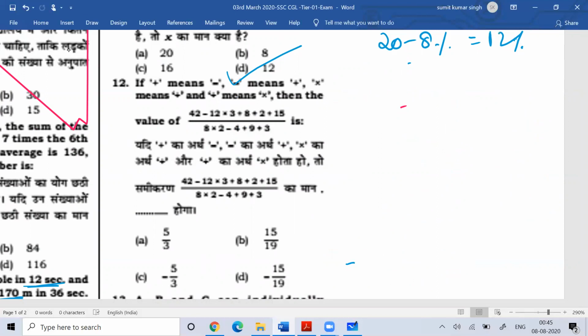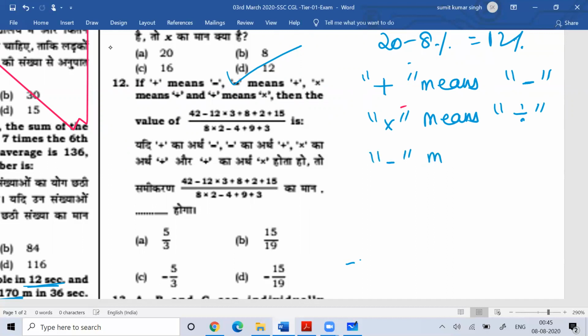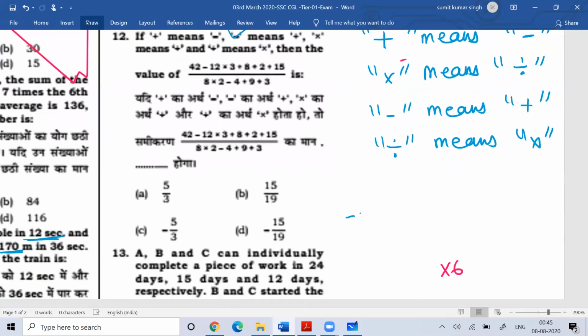So here in question number 12, if plus means minus, minus means plus, into means divide, and divide means into. And then you have to find this value.